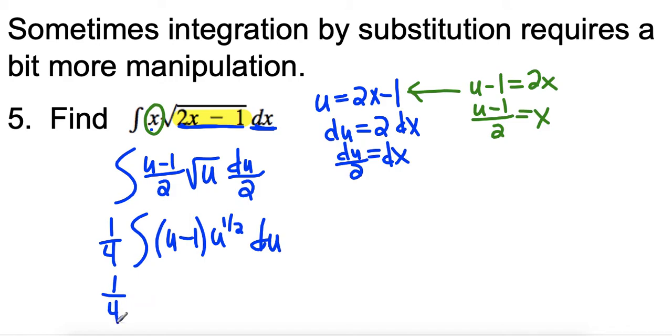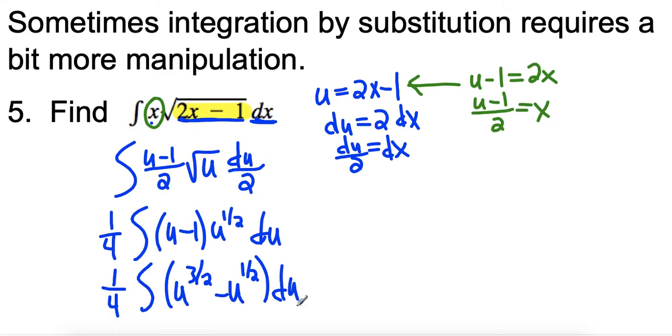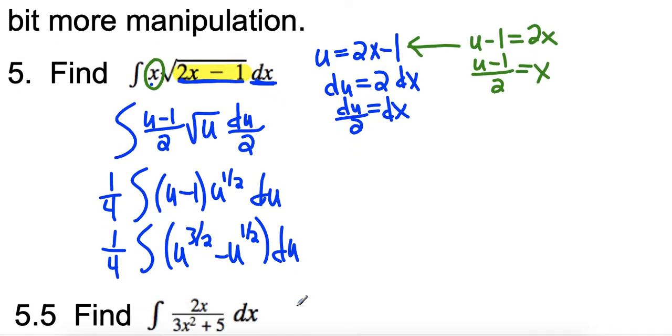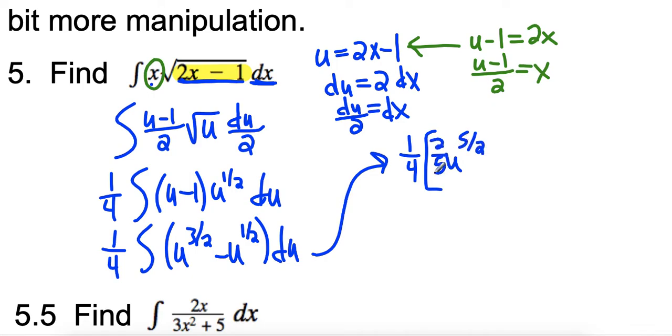So we get 1/4 u to the 3/2 minus u to the 1/2 du. And this is something that we can take the antiderivative of very easily. We're running out of space. Let's put that over here. So it's going to be 1/4. Antiderivative of u to the 3/2 is going to be u to the 5/2, and we'll need a 2/5, minus u to the 3/2. We'll need a 2/3 to balance that. Of course, we'll need the plus c.